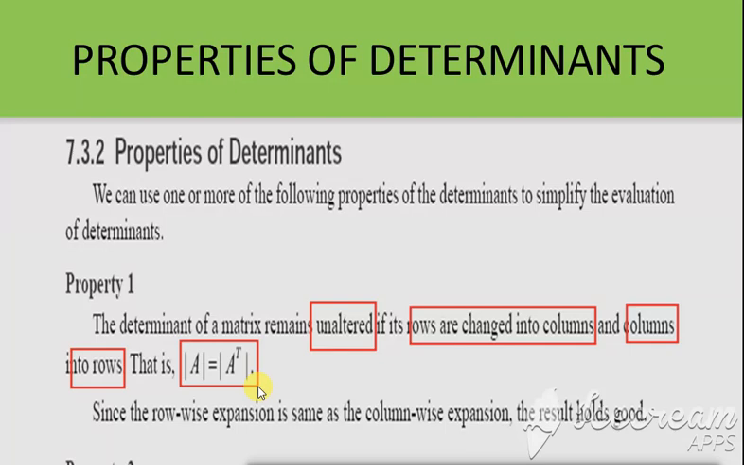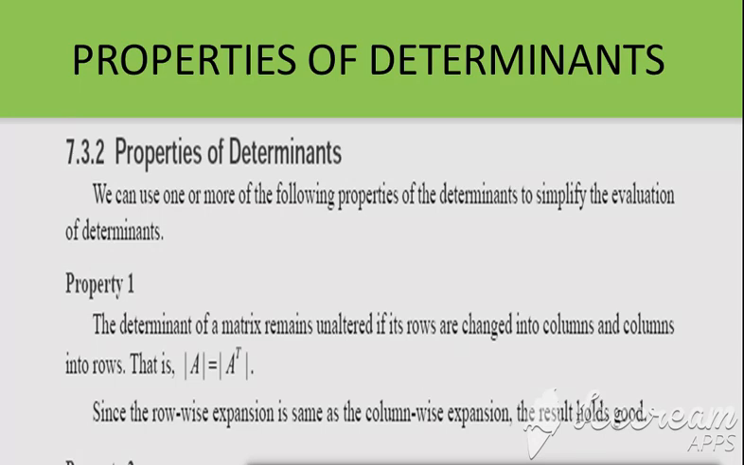Property number 1: determinant of A is equal to determinant of A transpose. That means rows into columns. We have to interchange rows into columns or columns into rows, and the determinant value is unaltered. That is property number 1.